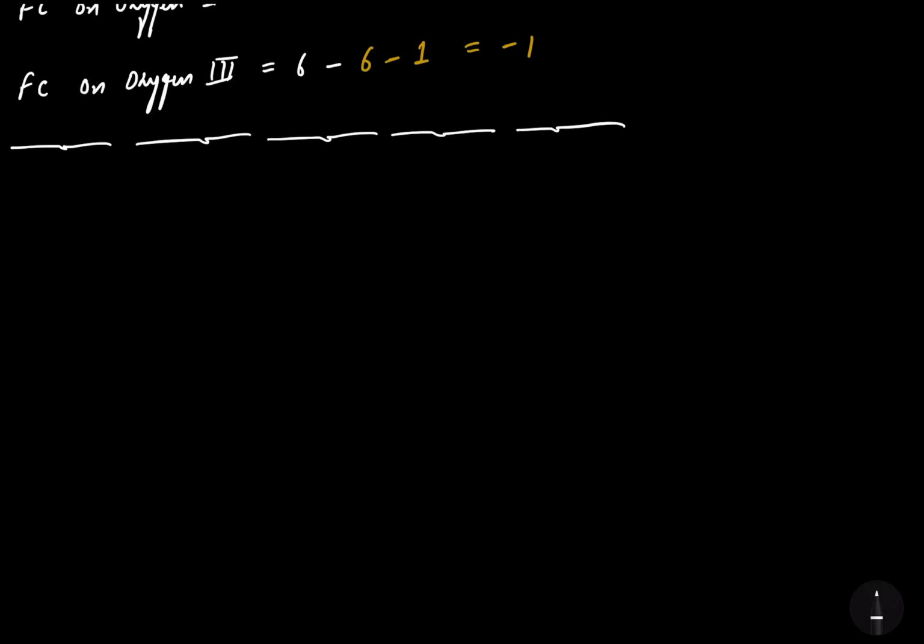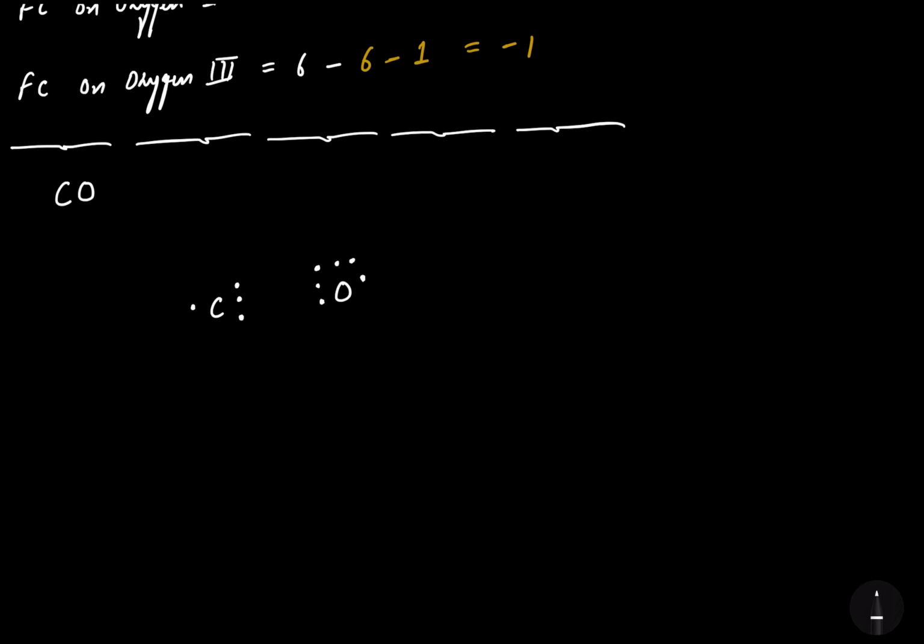The third example I'm taking is carbon monoxide gas, CO. Now, how many valence electrons does carbon have? It's 4: 1, 2, 3, and 4. How many valence electrons does oxygen have? It's 6: 1, 2, 3, 4, 5, and 6.